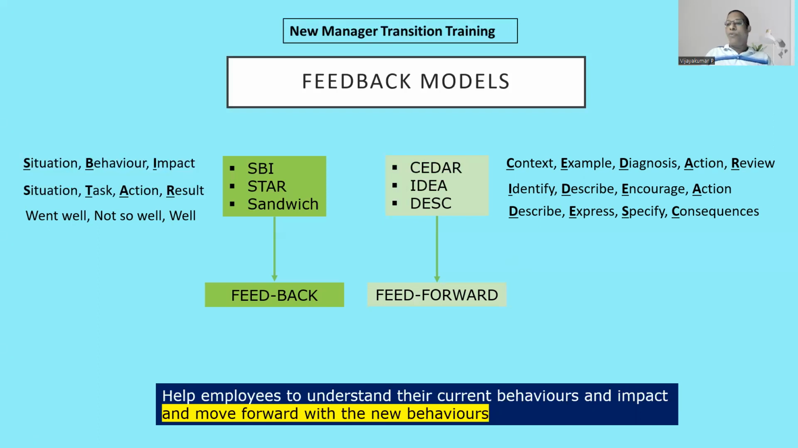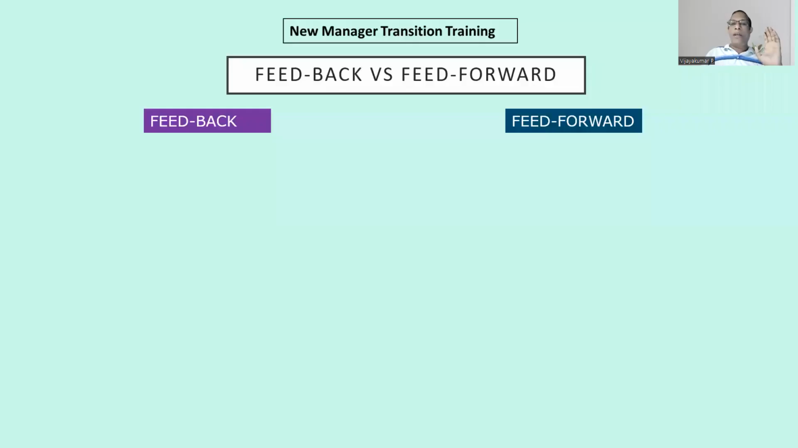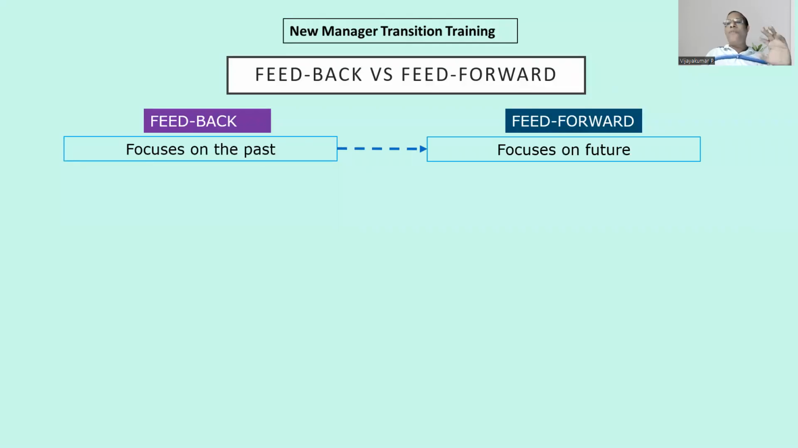So this will help them to correct it and then move forward into the future. So that is why feed forward models are much better than the feedback models, right? So we will look at the difference between feedback versus feed-forward model. In the feedback model, typically we focus on the past, like what happened, right? Why it had happened. Whereas in the feed-forward model, okay, whatever has happened has happened. Now, how do we move forward? So we will focus on the future.